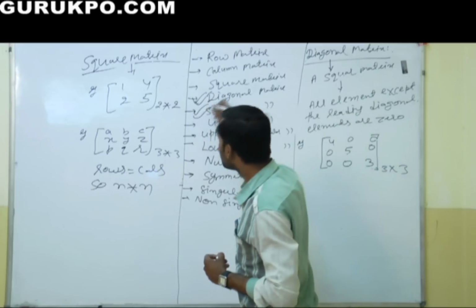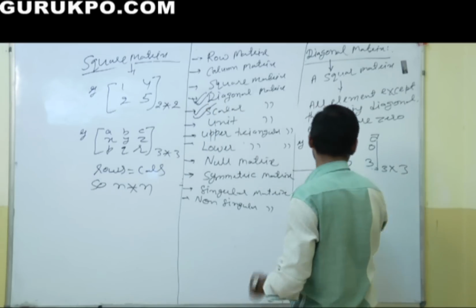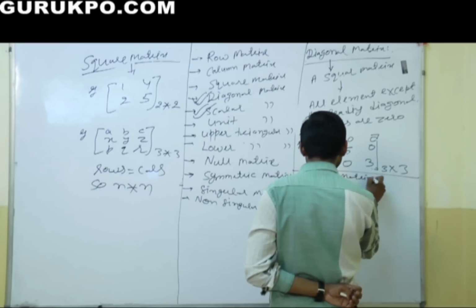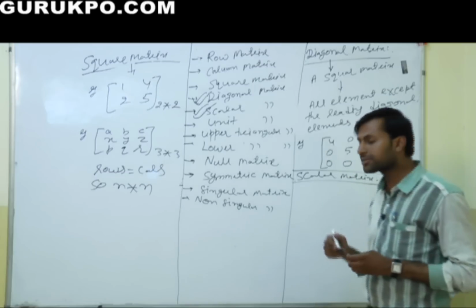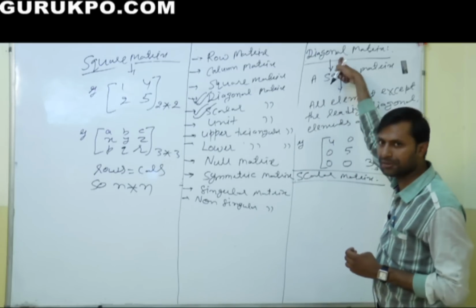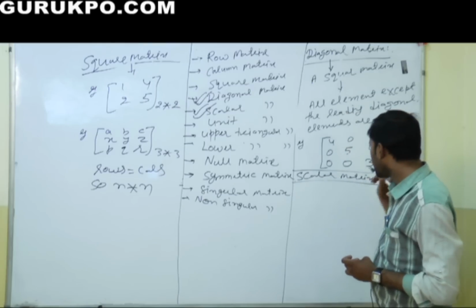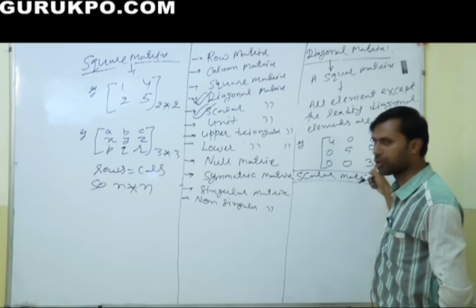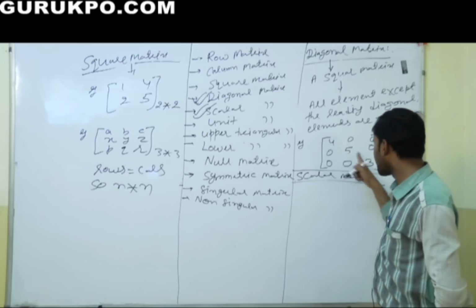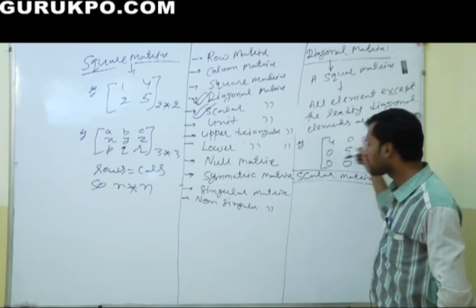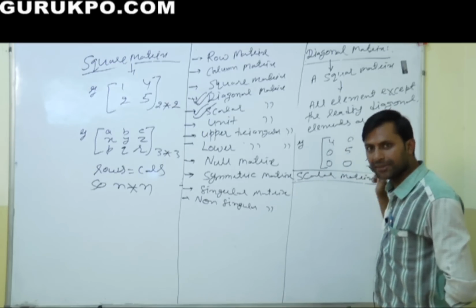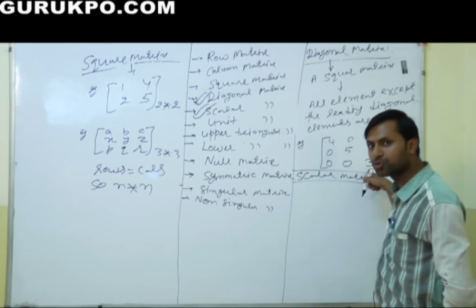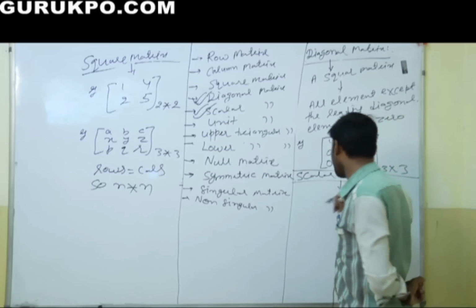Now we move on to the scalar matrix. What is a scalar matrix? A scalar matrix is almost similar to the diagonal matrix. The format may be the same, but the difference is in the elements of the diagonal. Here all elements except the diagonal are 0, but on the diagonal there may be anything. But in a scalar matrix, all diagonal elements are also equal.